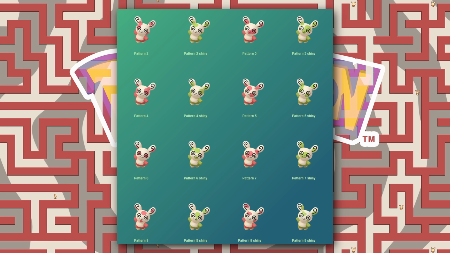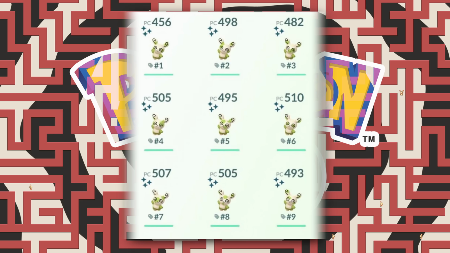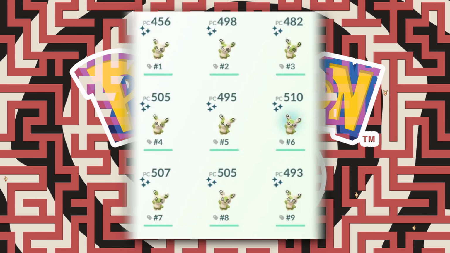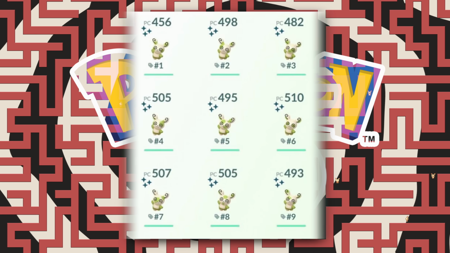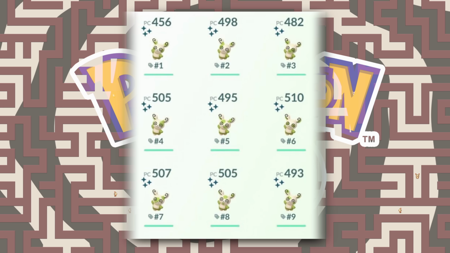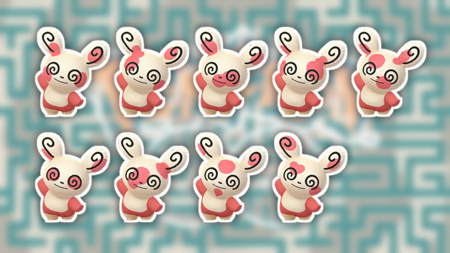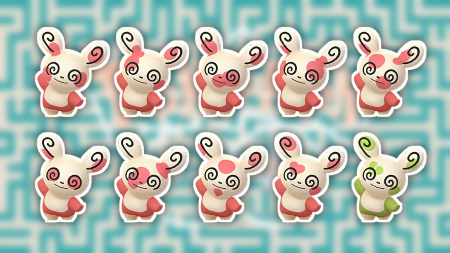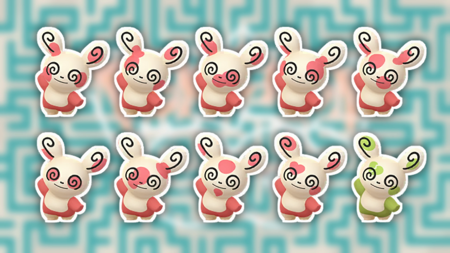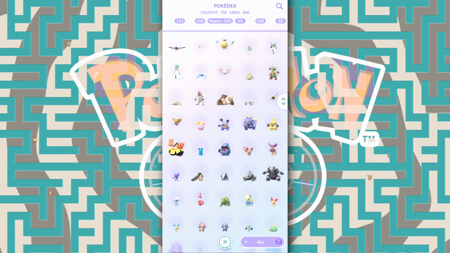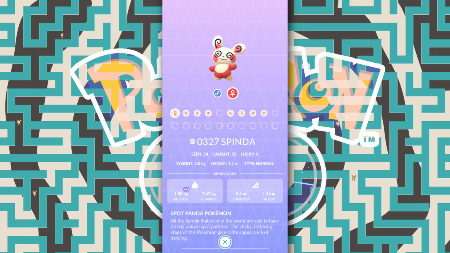3 years later, Niantic removed the unique shinies and replaced them with the actual shiny versions of the original 9, with the exception of the heart pattern, which remained unique as it appears intentionally designed that way. Currently, these 9 patterns, plus the heart shiny, remain the only Spinda available, but it appears that Niantic intends to release at least 11 more due to the empty slots in the Pokédex.